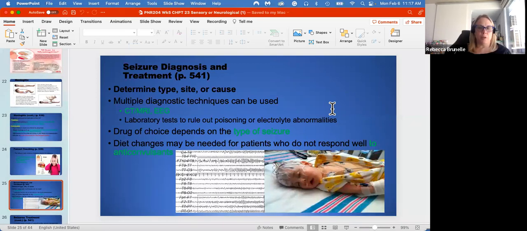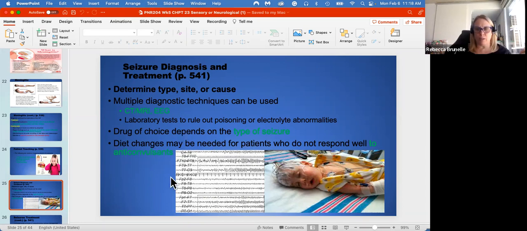So, in terms of seizures, I don't think it's super different when talking about kids versus adults. You need to know your seizure precautions, like making sure the wheels are locked on the bed, that the side rail is up, that it's padded, etc.